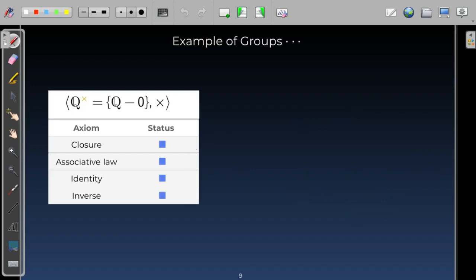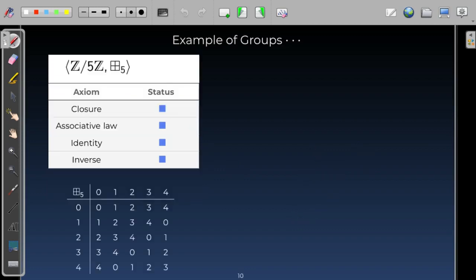Now next we are going to see the non-zero rational numbers under multiplication. So we have closure, we have the associative law, we have identity, and the identity element here is 1, and an inverse is also going to be there: A dash is equal to 1 upon A, and since it's a rational number, if A is P by Q, then A dash will be Q by P.